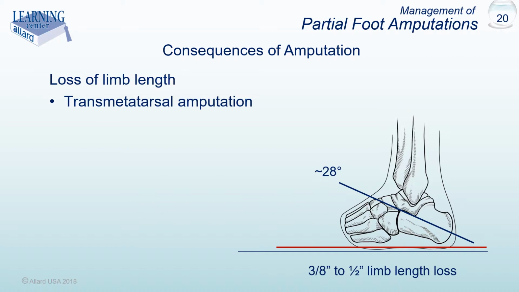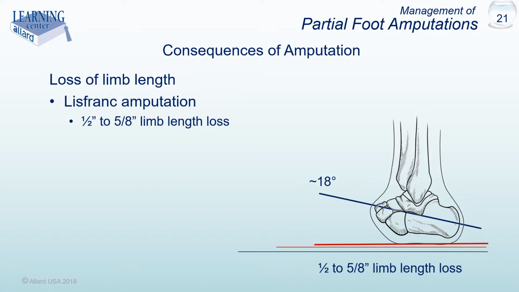With a TMA, the metatarsal heads are gone and the ankle has lost part of its distal support structure. There's a predictable 3/8 of an inch to 1/2 inch limb length loss associated with this level of amputation. Note the calcaneal angle is no longer 40 degrees, but has dropped down into the 30-degree ballpark. Notice also the beginning of the appearance of a slight bulbous heel at this level.